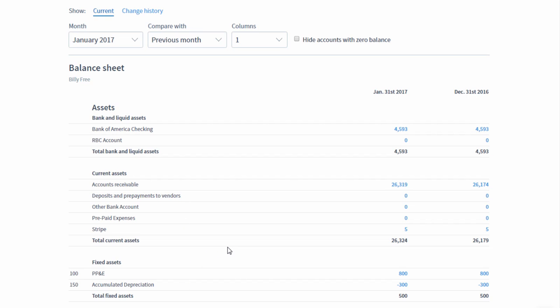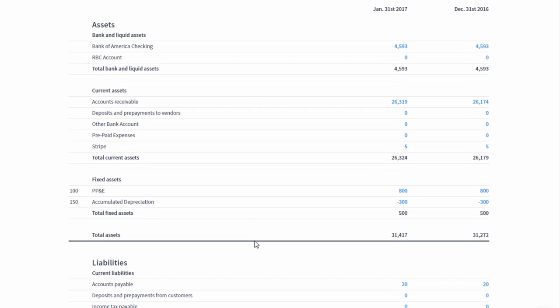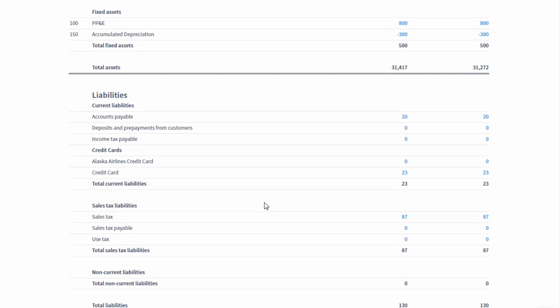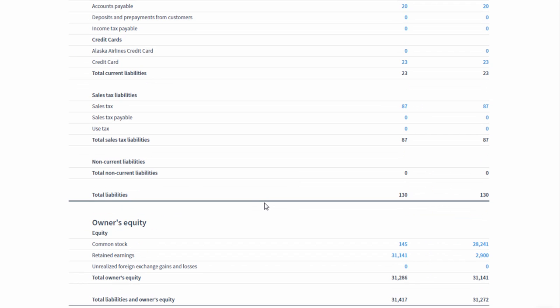The Assets section shows the value of all the things owned by your business: money in your bank account, property, equipment, and also payments that your customers still owe you. The next section of the balance sheet describes what you owe. Under the Liabilities section, you'll find a summary of what you still owe your vendors, any outstanding sales tax obligations, and any other balances owed to third parties, including credit card companies.